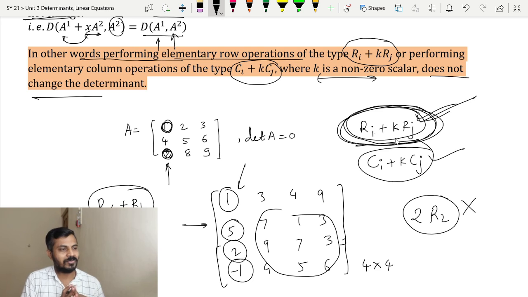So that's all about how beautiful these determinant properties can be to actually find the determinant in a much easier way. So that's all for today's lecture. Thank you.